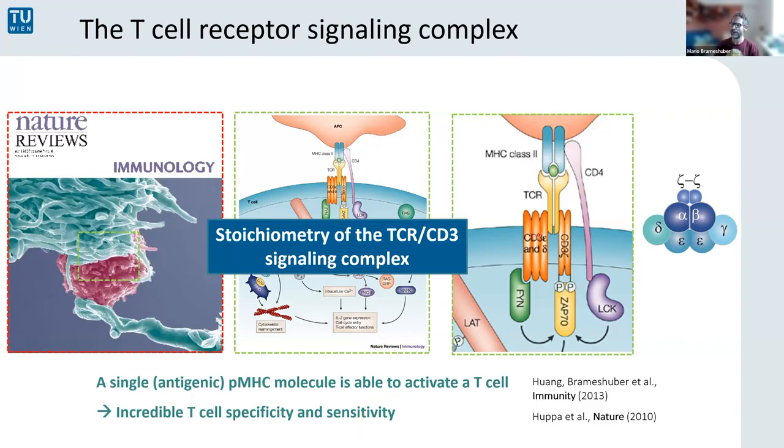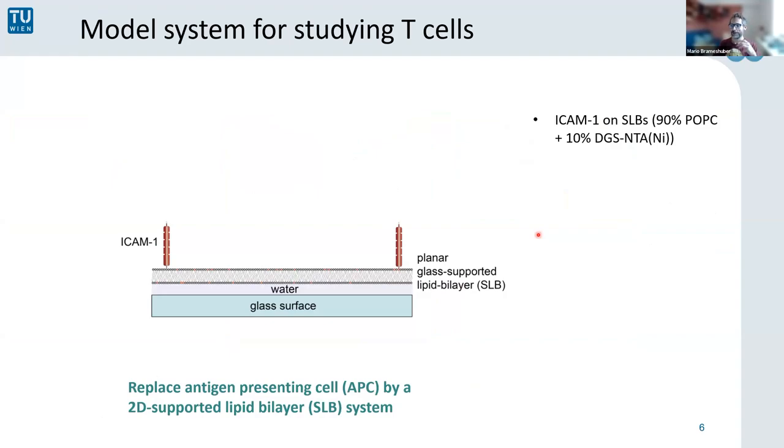We wanted to image this T cell receptor on the plasma membrane, and I would like to show you how we did it. First of all, because of this highly dynamic system, we decided to get rid of the antigen-presenting cell and replace it with a two-dimensional model system. We used supported lipid bilayer membranes prepared on coverslips, which carry a certain amount of lipids carrying nickel NTA. Whenever you have nickel NTA in the bilayer, you can add histidine-tagged proteins to the bilayer, which bind on the surface, and thereby you can functionalize your membrane.